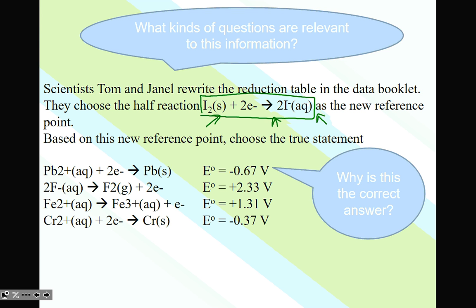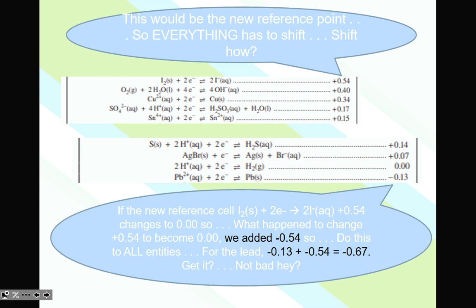So then what you might get is a series of half reactions with voltages that do not match the voltages in your data booklet, because this time the reference cell has changed. So how do we figure this out? Let's take a look at the information from your redox table. This would be the new reference point. So instead of hydrogen, it's this one, and this is its previous potential.